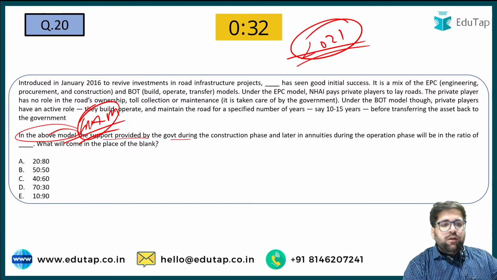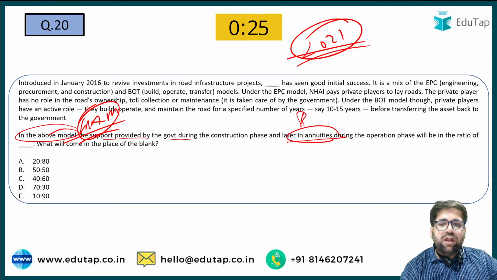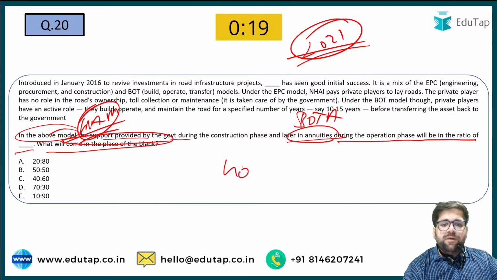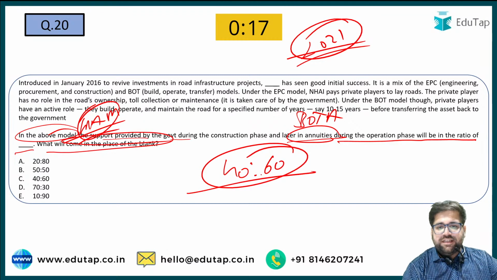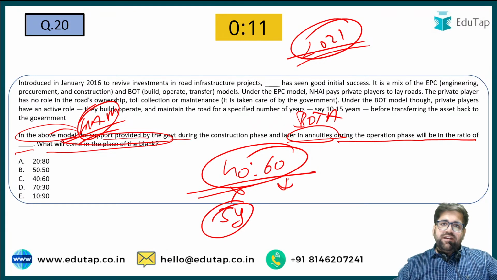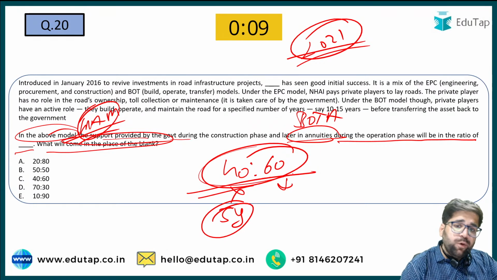In the above model, the support provided by the government during the construction and later in the annuities, that's why I was saying BOT annuity, during the operation will be in the ratio of dash. What will come in the place of blank? So government provides support in 40 and 60. Now 40% of the cost is provided for the first 5 years and the later 60% is provided later on. So a very important ratio.